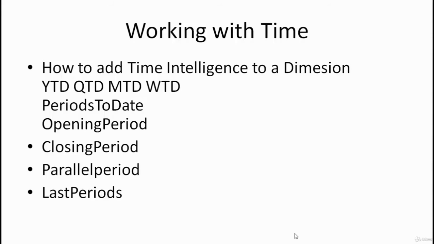For that, first what I have to do, I have to add the time intelligence to my date dimension. So how to do that I am going to show you. Because without time intelligence, your YTD, which is year to date function, quarter to date function, month to date function, week to date function, periods to date function, these kind of functions will not work until you provide time intelligence to it. So I will discuss not only all these functions, but I will also discuss how you are going to add the time intelligence to the date dimension.